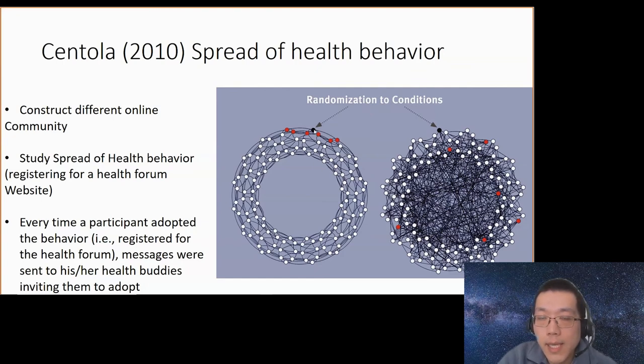He initialized the black nodes to adopt, or register for, the health forum. Then messages were sent out to his or her friends, indicated by the red nodes, inviting them to register for the forum as well. Then he wanted to see how the behavior spreads in these two different networks, and whether it spreads faster and deeper on the network on the left or right.